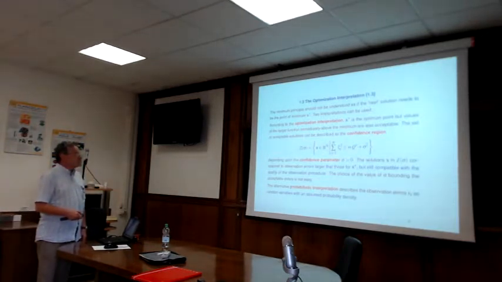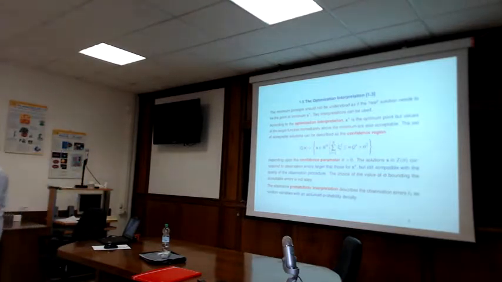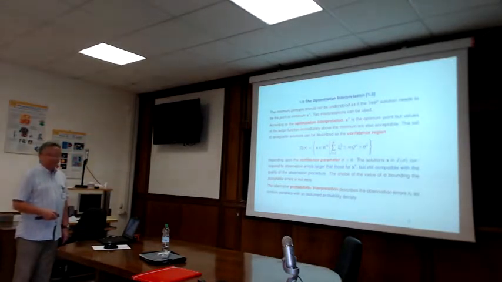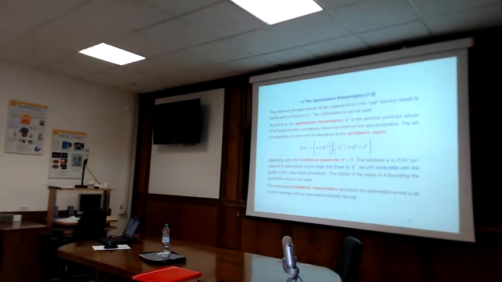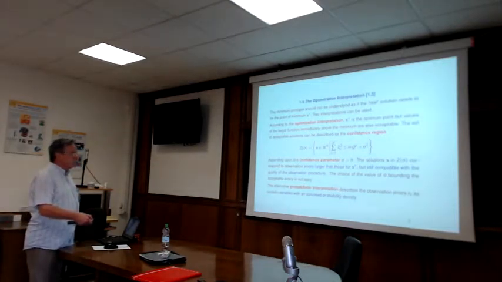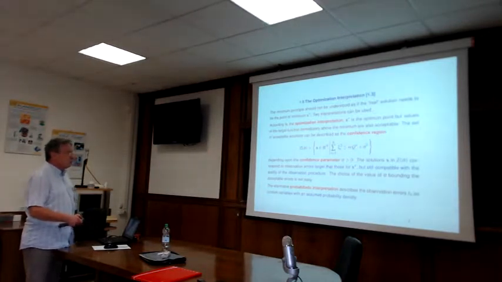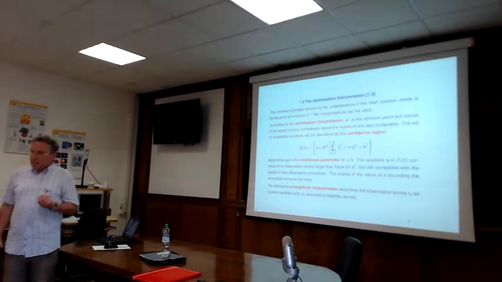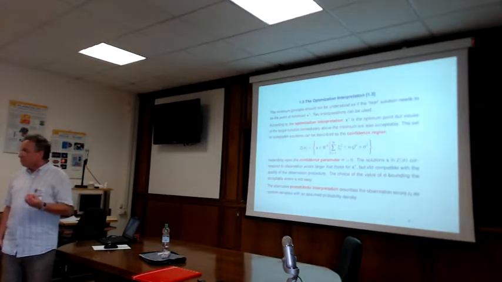So this solution corresponds to error larger than X star, but still compatible with the quality of the observation as we know it. As is rather obvious, the choice of the value sigma is not trivial. This is a way of thinking, very simple mathematically, but practically, to know which value sigma you should use is tricky. The alternative probabilistic interpretation describes the observation error as random variables with an assumed probability density, and therefore, as a result of this assumption on the errors, the result must be expressed in probabilistic terms as well.